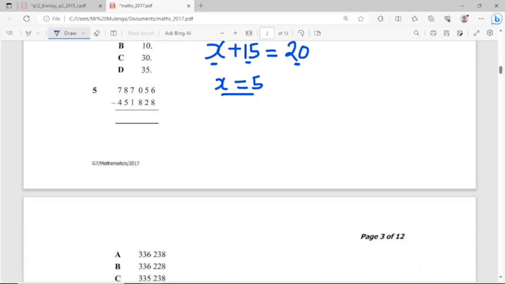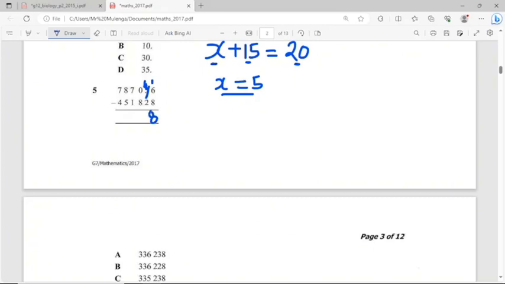Let us now come to question 5. Here we are dealing with finding the difference. Okay, subtracting 6 minus 8. This 6 minus 8, it can't. Okay, so you borrow from this 5 a 1, you are going to remain with a 4. So that one you put to 6, you have 16. So 16 minus 8, you get 8.